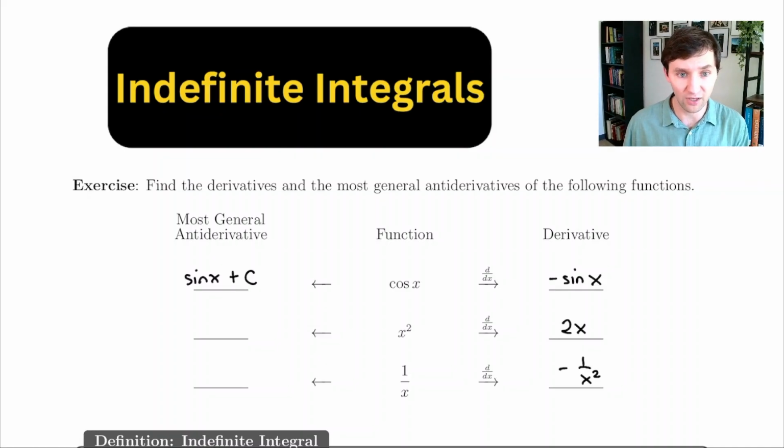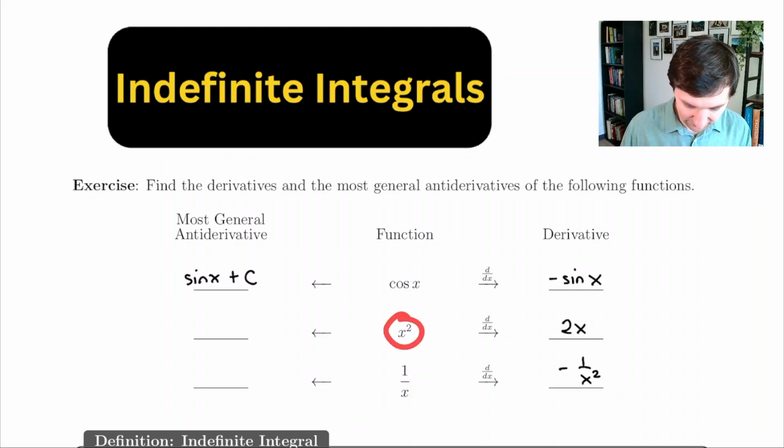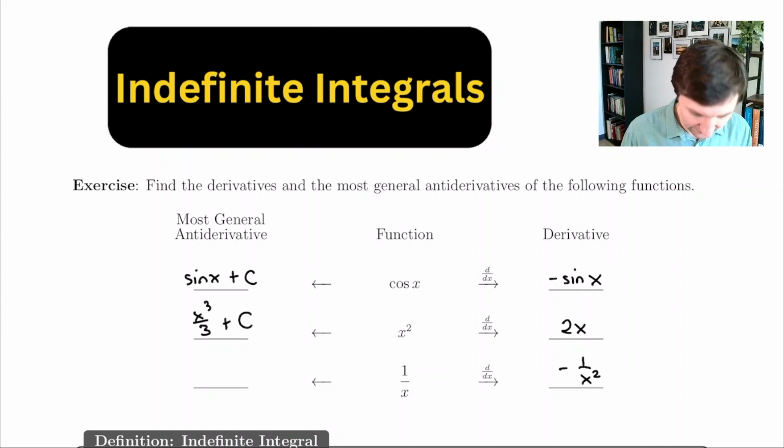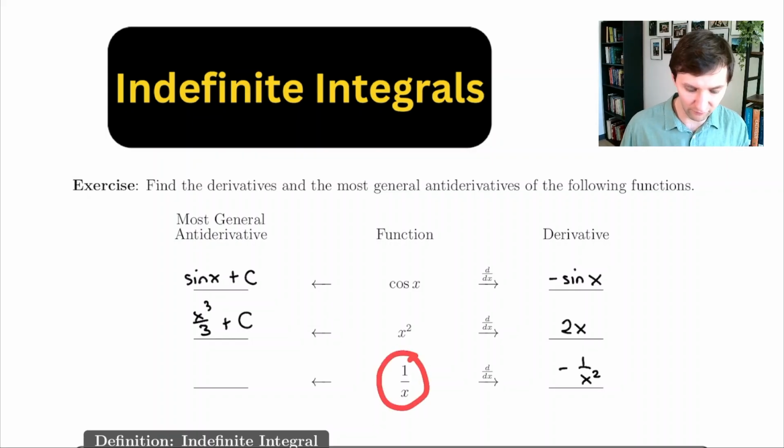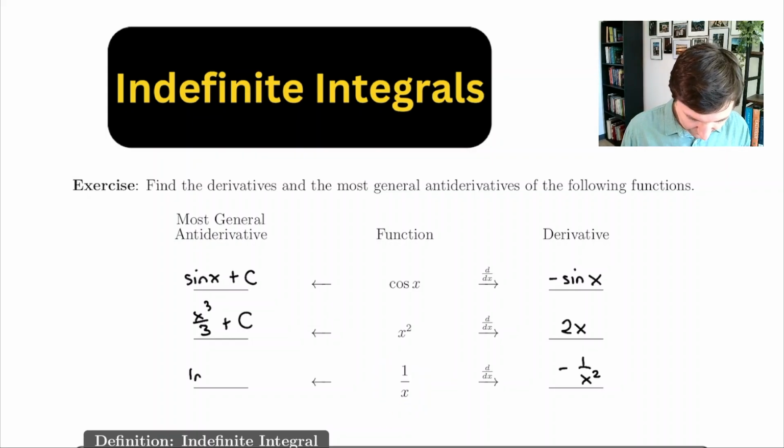In the previous video, we discovered that the most general antiderivative of x squared is x to the third power over 3 plus c. And we also discovered that the most general antiderivative of 1 over x on any interval is ln absolute value of x plus c.